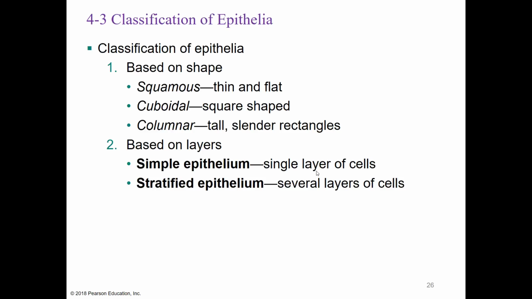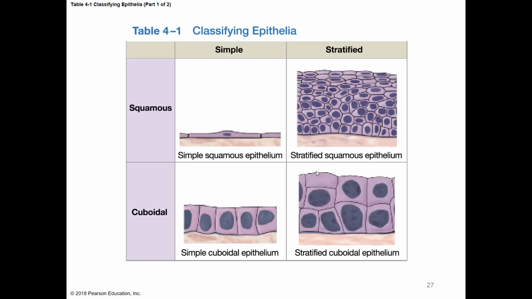We also have the layering. There's only 2 to remember. Simple, which is 1 layer of cells. That's easy enough. And stratified, which would be 2 or more layers of cells. So this would be when the cells are stacked on top of one another. So let's look at some examples of this.